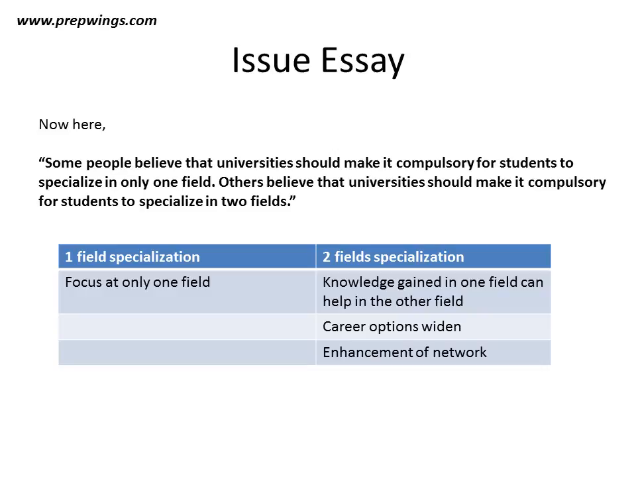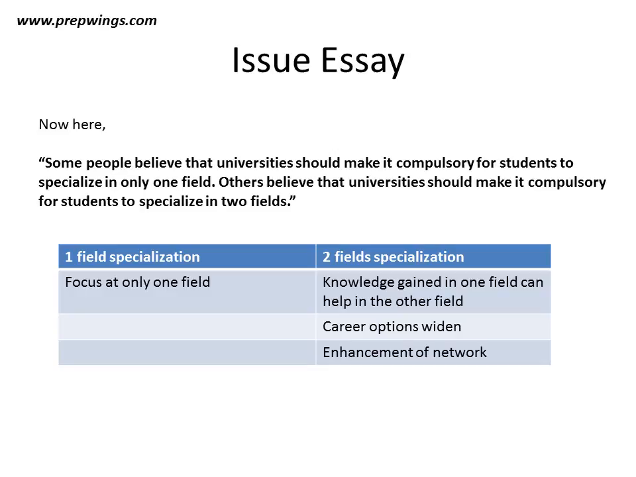Now if I look at positive aspects of two fields specialization, the first positive aspect says that knowledge gained in one field can help in the other field. Okay. So basically, if you're doing two specializations, you can gain knowledge in one of the fields and that can be applied to the other field. The second benefit of two field specialization is that the career options widen because you are specializing in two areas. Okay. So your career options become much broader.